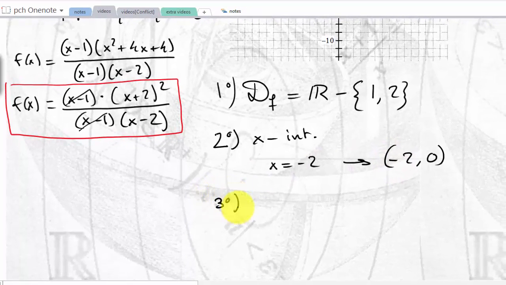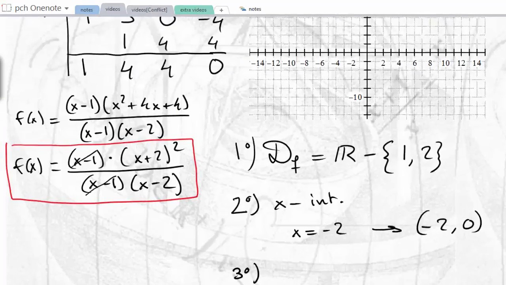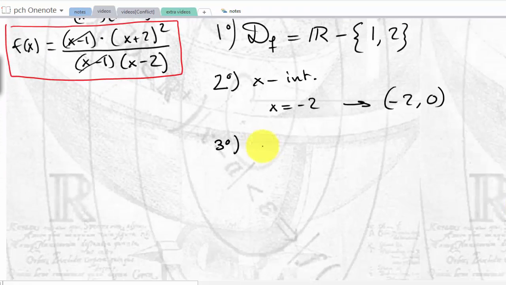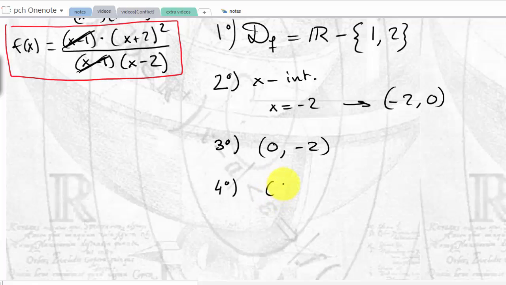Y-intercept, for that, I'm going to look at the given expression. It's negative 4 over 2. Y-intercept is negative 4 over 2, so it's 0, negative 2. Okay, next, hole in the graph. Do you have any hole in the graph? Yes. See the simplification right here? At 1, you have a hole in the graph.